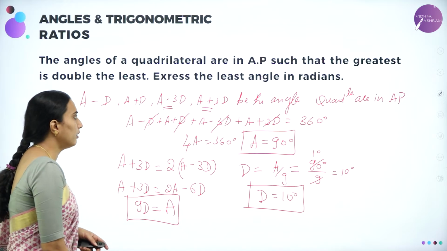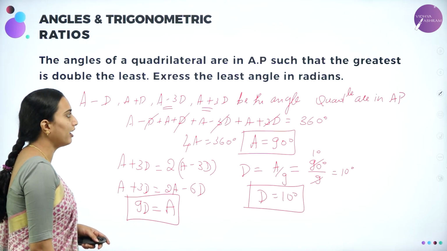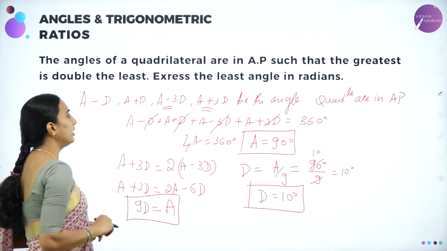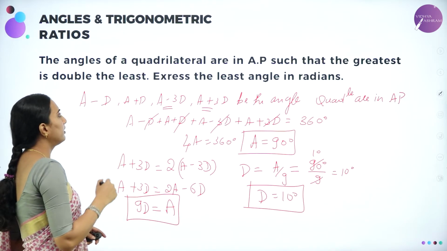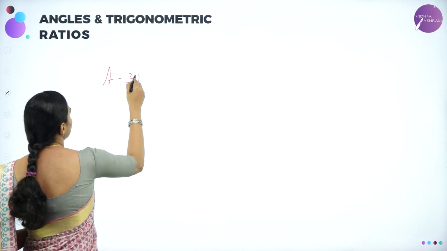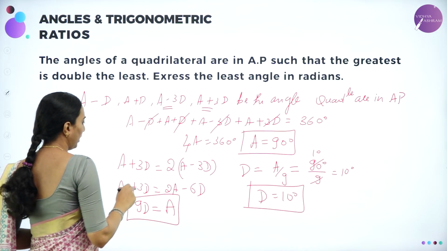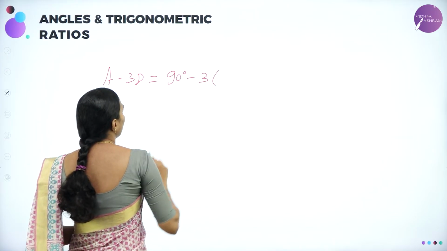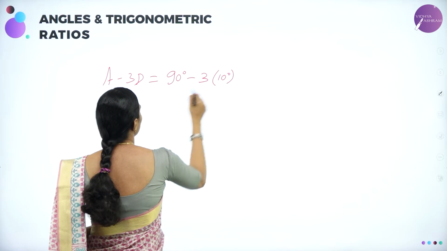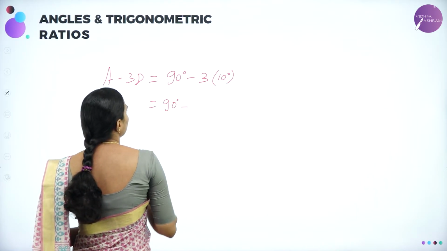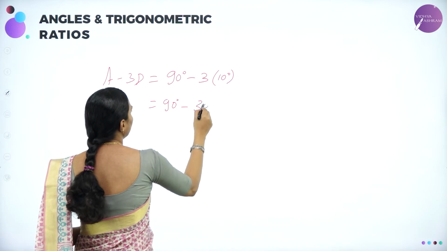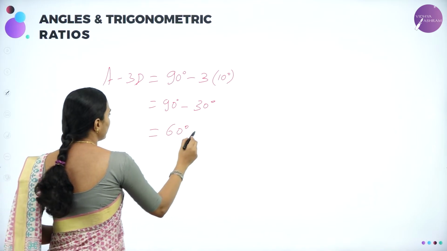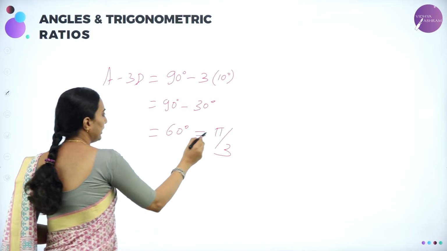Correct? So if D is equal to 10 degree, find the least angle in radians. Which is the least angle here? Least angle is nothing but A minus 3D. A is 90 degree, minus 3 into D, which is 10 degree. So 90 minus 3 into 10 is 30 degree, which will be equal to 60 degree. So 60 degree can be converted in a radian, which will be equal to pi by 3. This is in a degree, this is in a radian.